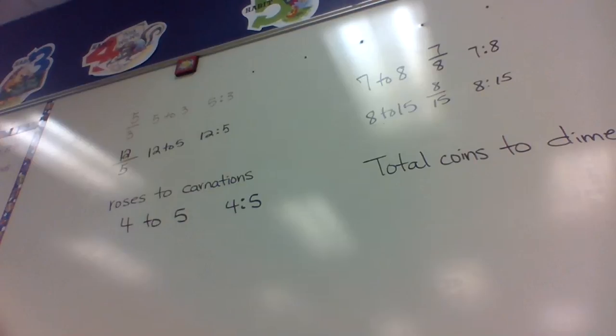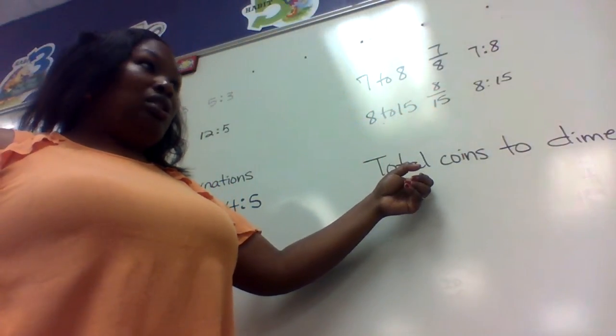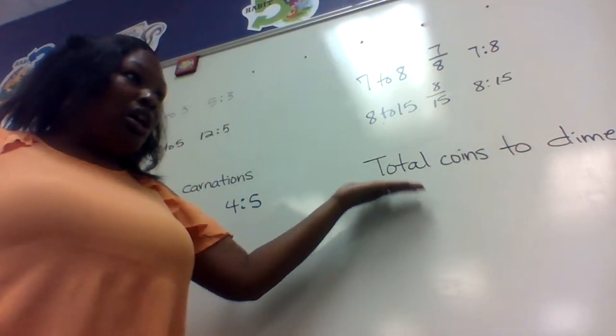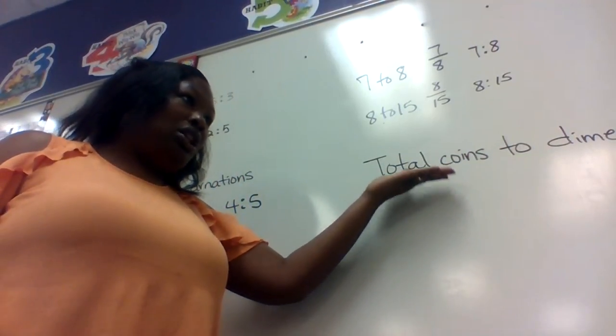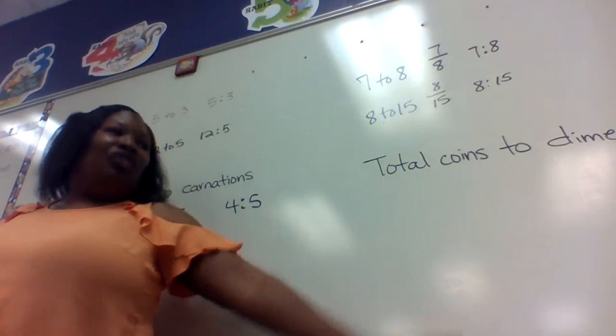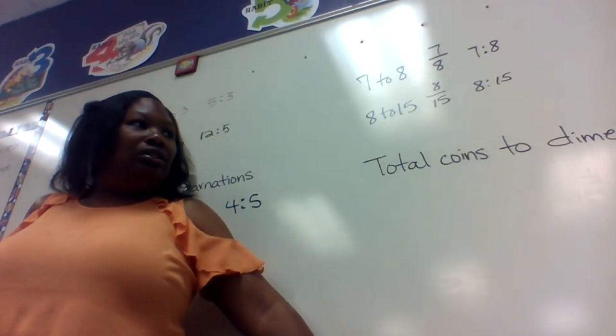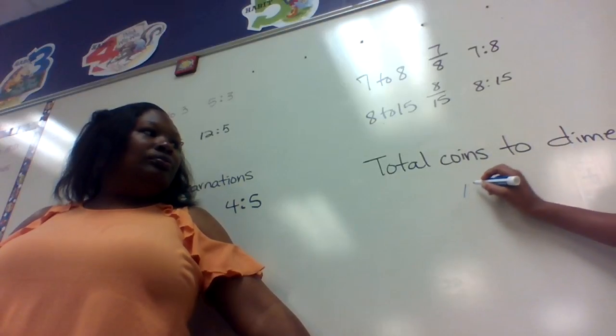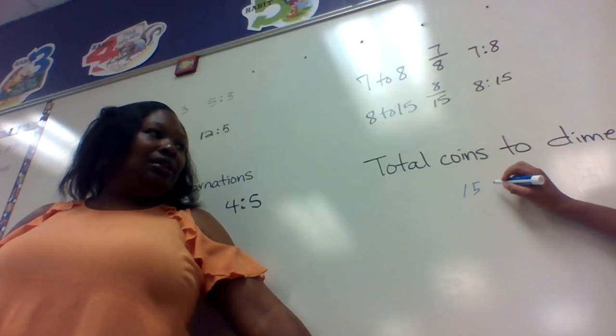It's 8 to 15. It's 7 to 15. No, it's 7 to 8. What does it say? What's first? What does it say for you to do? It says total, right? To dimes. So those are the numbers that you would write. What's your total? Total coins? So put 15 here for the total. And then dimes go second.